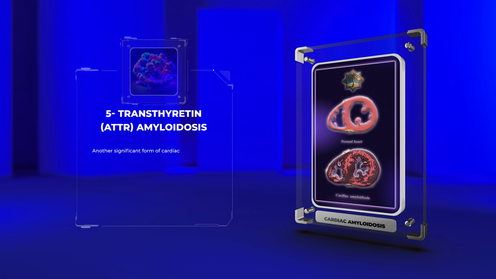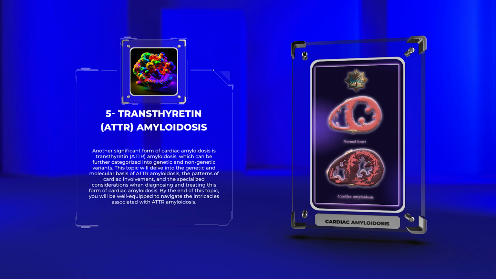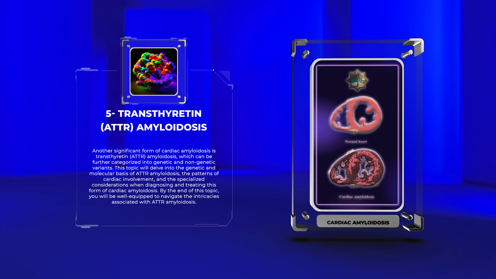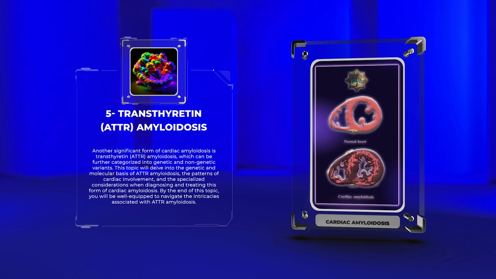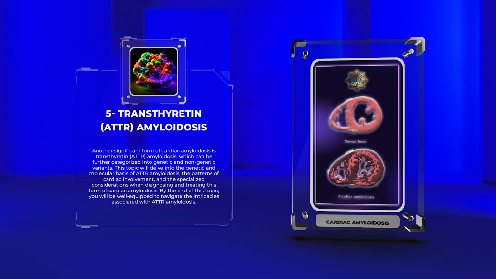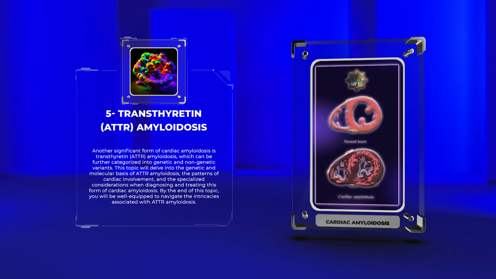Another significant form of cardiac amyloidosis is transthyretin, ATTR, amyloidosis, which can be further categorized into genetic and non-genetic variants. This topic will delve into the genetic and molecular basis of ATTR amyloidosis, the patterns of cardiac involvement, and the specialized considerations when diagnosing and treating this form of cardiac amyloidosis. By the end of this topic, you will be well equipped to navigate the intricacies associated with ATTR amyloidosis.